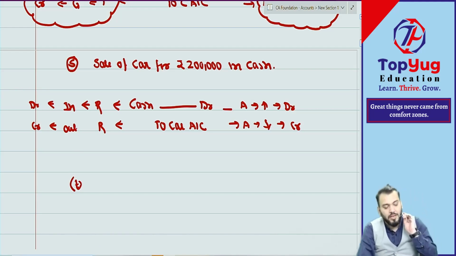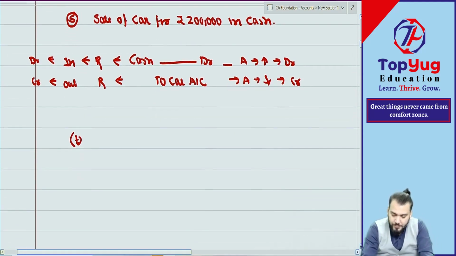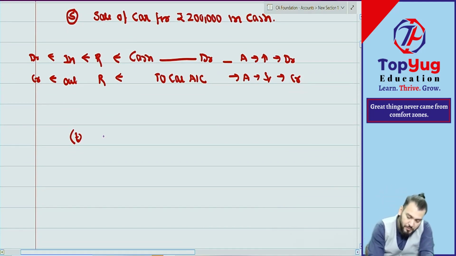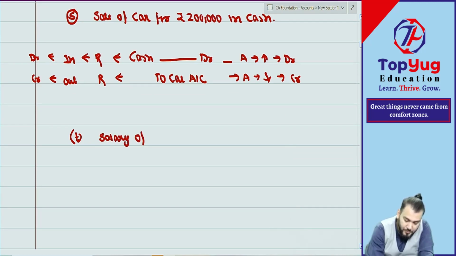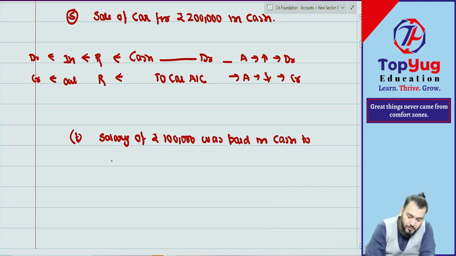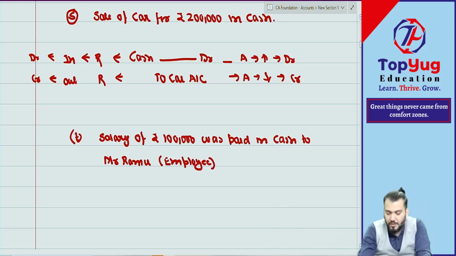Write down, everyone. Salary of rupees 1 lakh was paid in cash to Mr. Ramu, an employee. An employee. Understood?